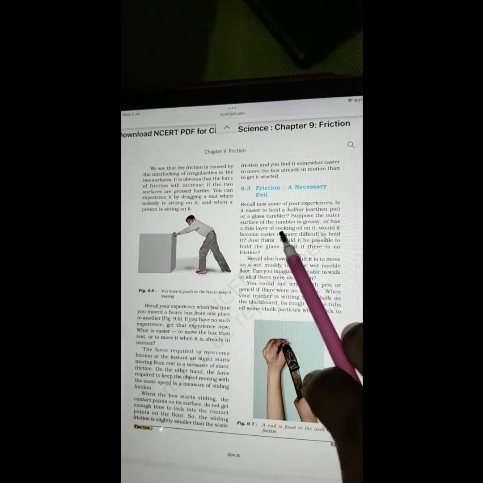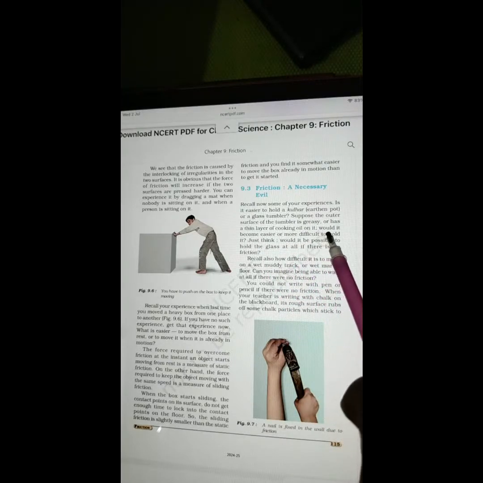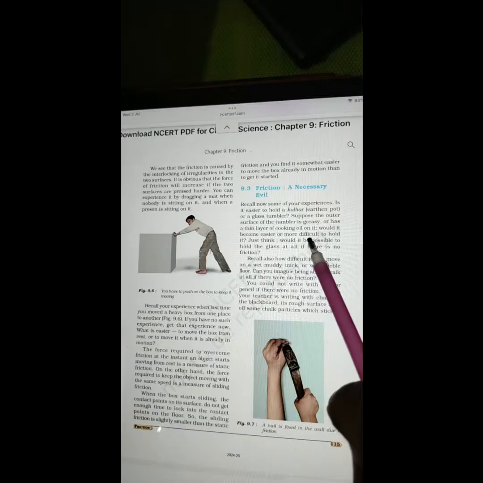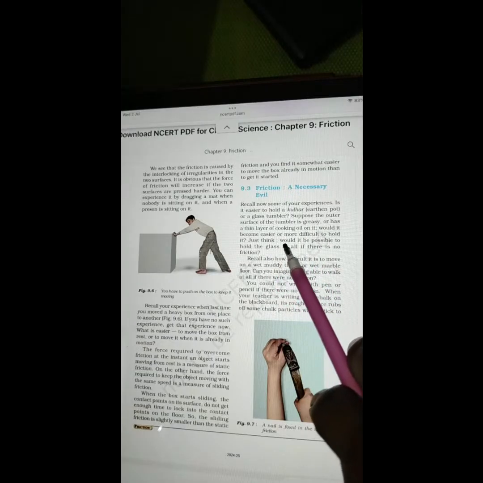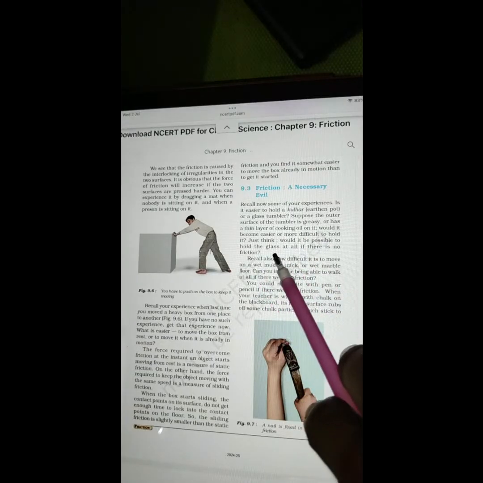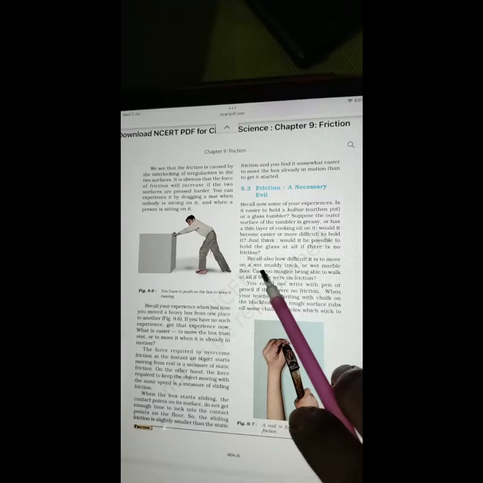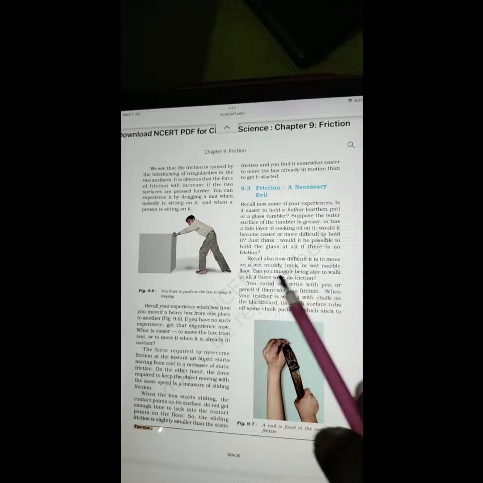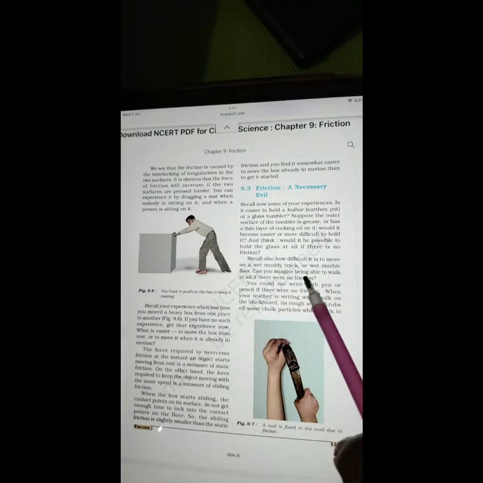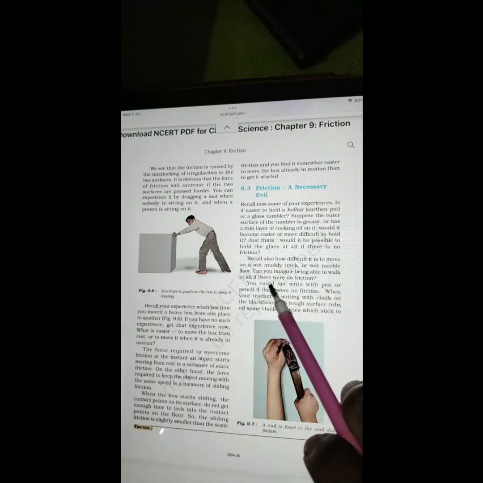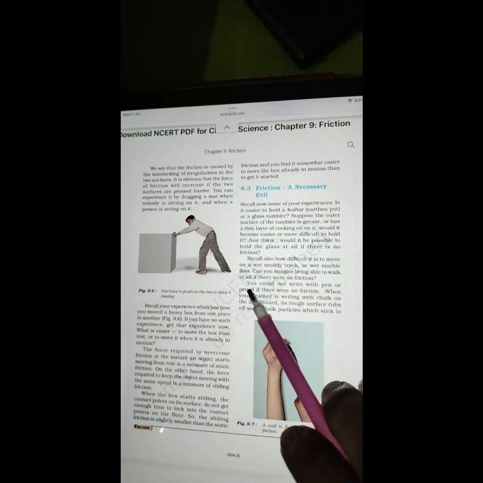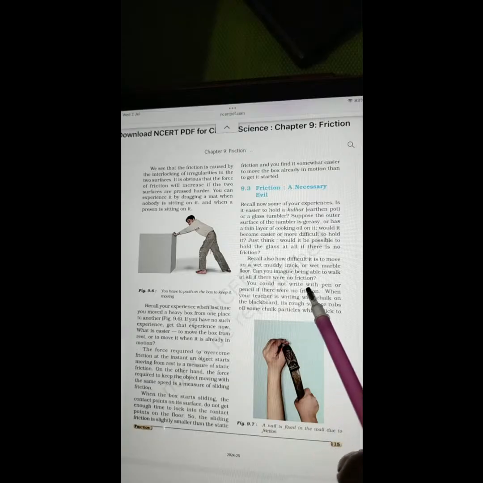Suppose the outer surface of the tumbler is greasy or has a thin layer of cooking oil on it. Would it become easier or more difficult to hold it? Just think. Would it be possible to hold the glass at all if there is no friction? Recall also how difficult it is to move on a wet, muddy track or wet marble floor. Can you imagine being able to walk at all if there were no friction?